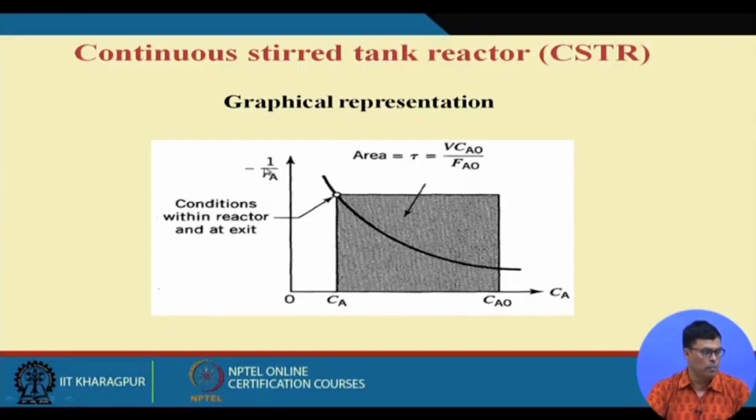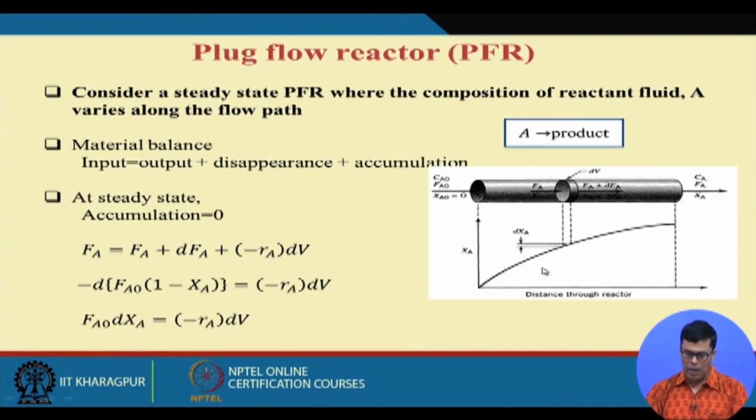You can see when you plot minus 1 by Ra versus Ca, if you have this kind of correlation, graphically you can find out what the space time is, that you can easily calculate. Okay. Now let me talk about the plug flow reactor.